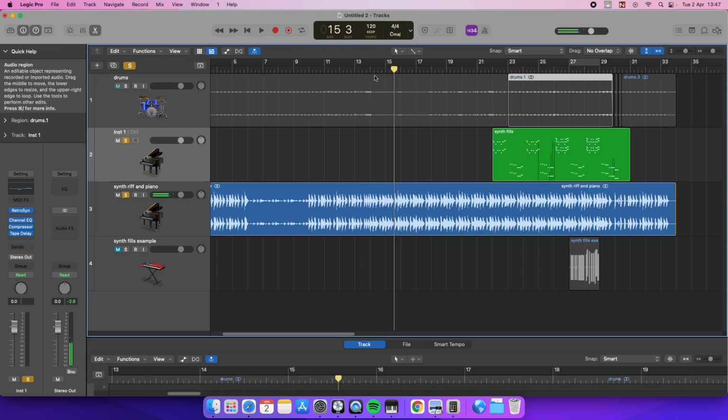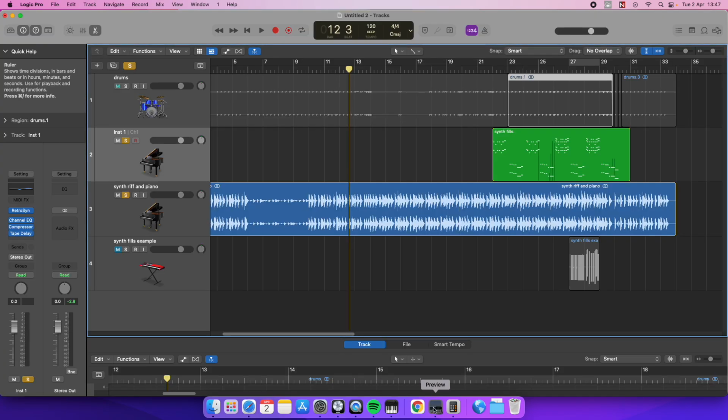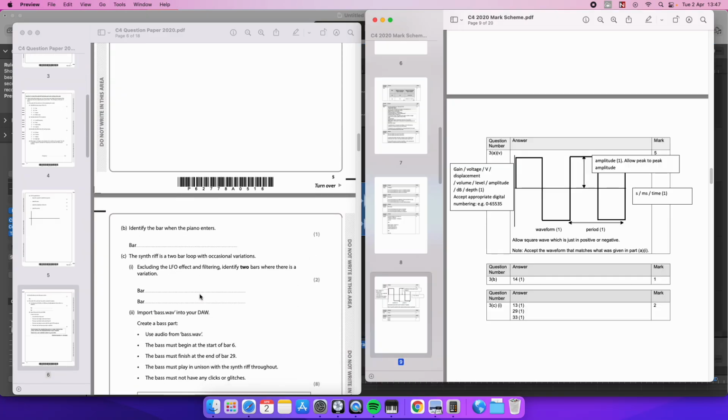Okay, there's the piano in the background coming in on top of the synth. Fine. Next question. The synth riff is a 2-bar loop with occasional variations. Excluding the LFO effect and filtering, identify 2 bars where there is a variation.